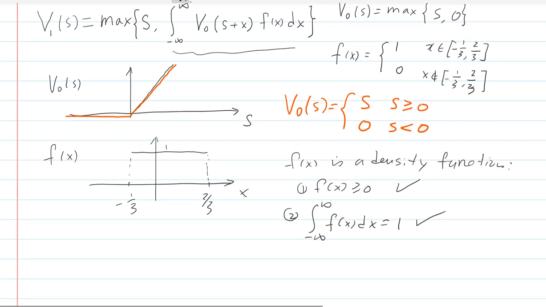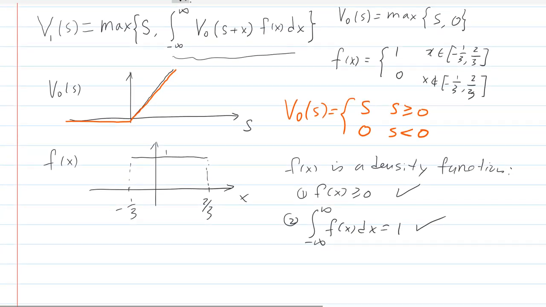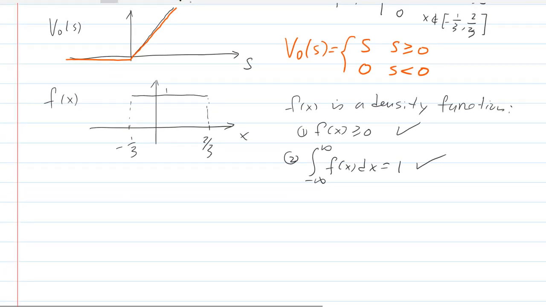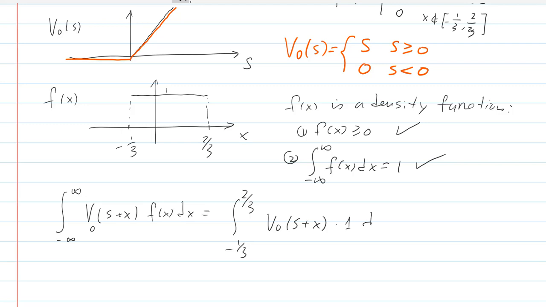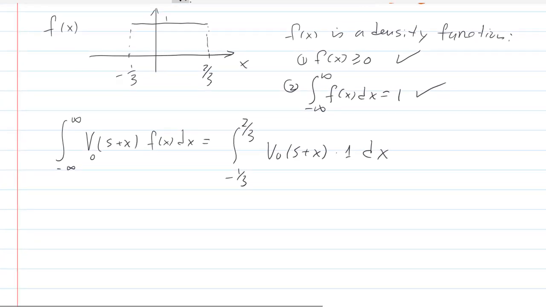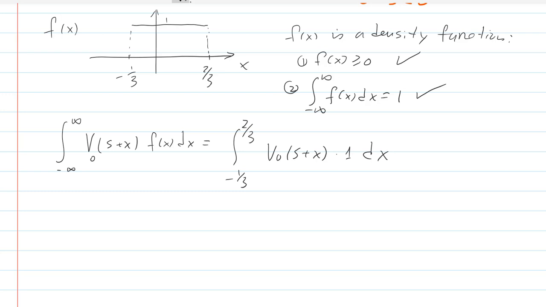So now let's look at how we're going to integrate this one. First of all, we see the following thing, that because f of x is 1 only between negative 1/3 and 2/3, this improper integral of v naught of s plus x times f of x is really just from negative 1/3 to positive 2/3 of v naught of s plus x times 1 dx. Okay, so now we need to just evaluate this integral over here.